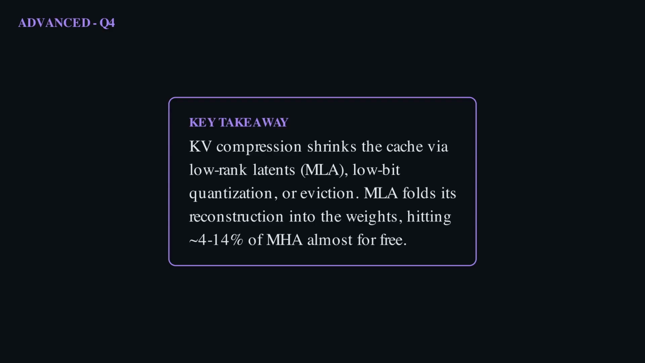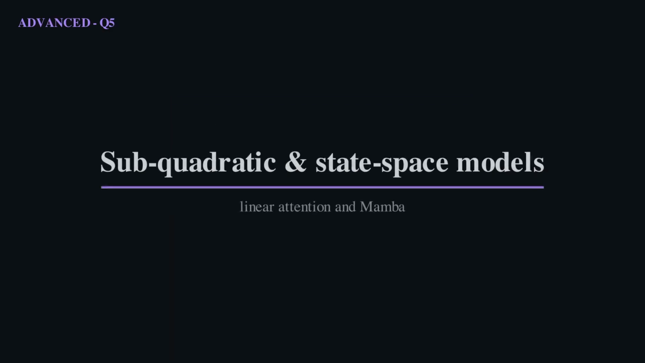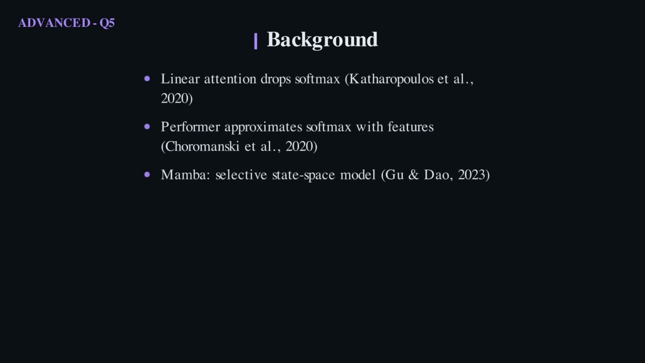Next, escaping the quadratic entirely with state space models. Every trick so far kept softmax attention. This question asks, what if we replace it to escape the quadratic entirely? It is the boldest direction in sequence modeling. Linear attention from Katharopoulos and colleagues in 2020 removes the softmax so attention becomes a running sum. Mamba from Albert Gu and Tri Dao in 2023 takes the state space route. All of them aim for linear time and a fixed size state.